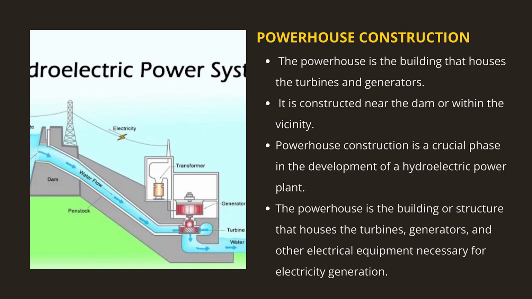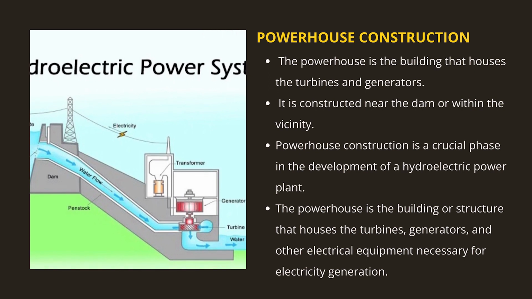and generator units. The powerhouse is the building that houses the turbines and the generators. It is constructed near the dam or within the vicinity to minimize the length of the penstock. Remember, you have to ensure that your penstock is as short as possible, because a longer penstock will only result in a reduction in head.